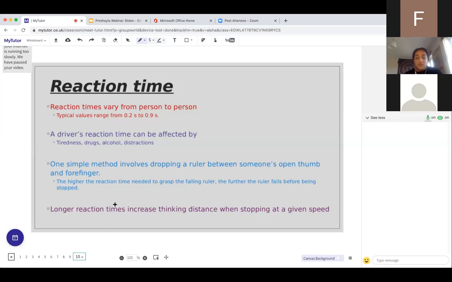You can also do it online. It's like a button that turns red, and you click it, and that's the reaction time, and it gives you your reaction time online. So longer reaction times can really impact thinking distances.